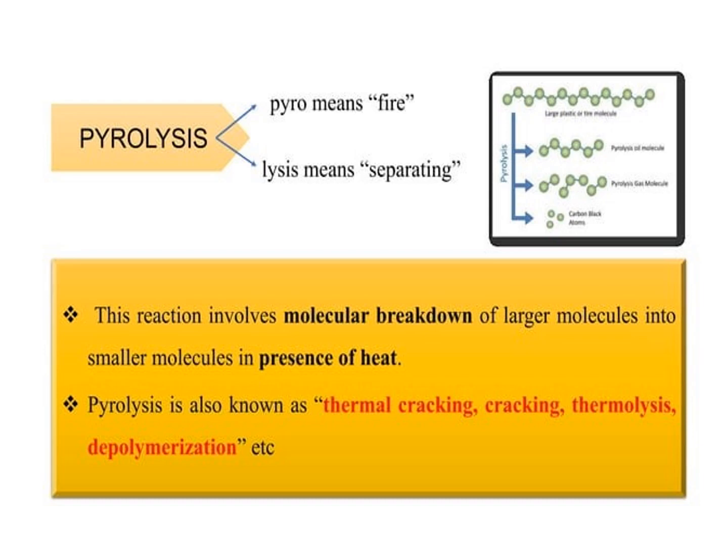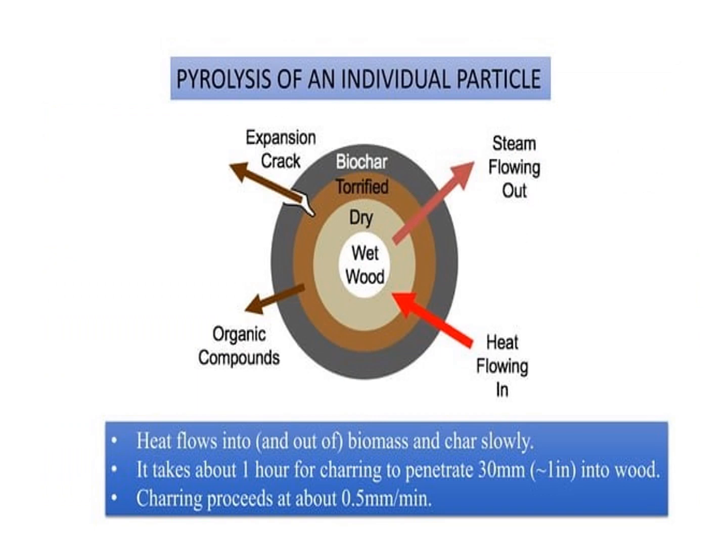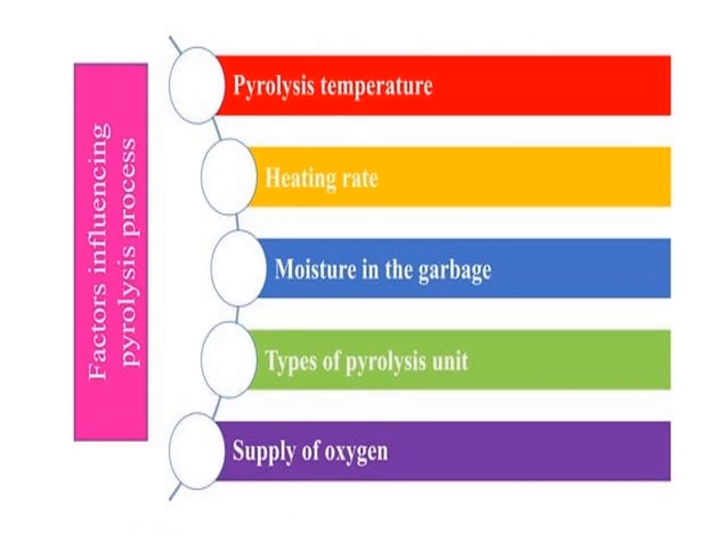Pyrolysis is also known as thermal cracking, thermolysis, and depolymerization. The pyrolysis of individual particles will be having biochar, tar, and dry wood, with steam flowing out, heat flowing in, organic compounds, and expansion cracks. Heat flows in and out of biomass and charring proceeds slowly. It takes about 1 hour for heat to penetrate 30 minutes, and charring proceeds at about 0.5 millimeter per minute.